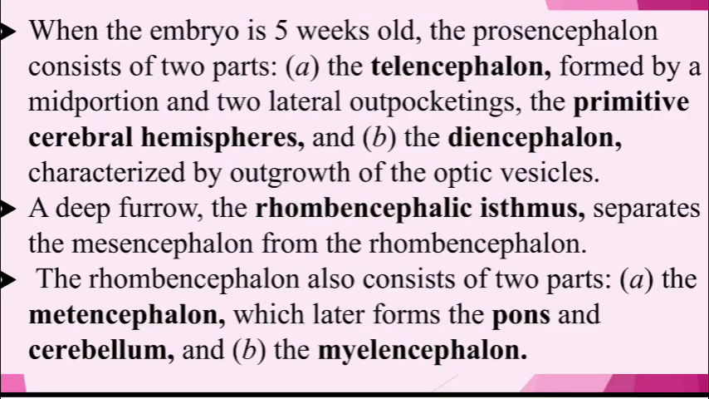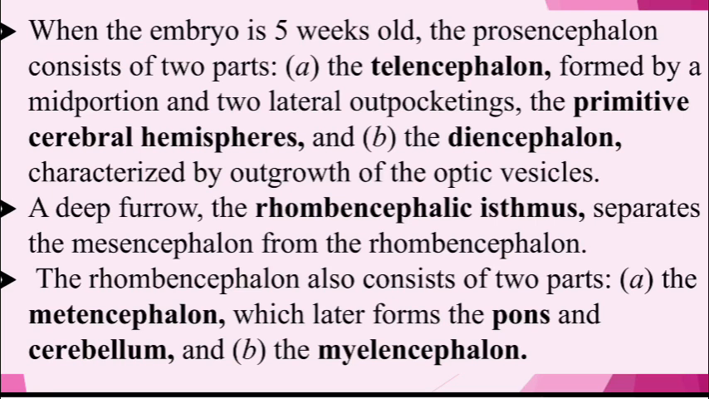Now, when the embryo is 5 weeks old, the prosencephalon consists of 2 parts. You see a part we call the telencephalon, which is formed by a mid portion and 2 lateral outpocketings, what we call the primitive cerebral hemispheres. The second part of the prosencephalon is the diencephalon, which presents outgrowth of the optic vesicles.